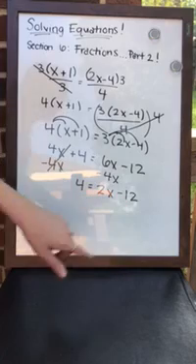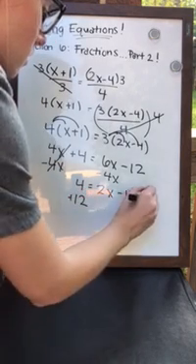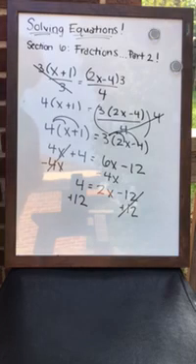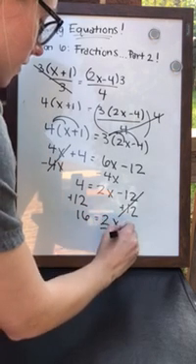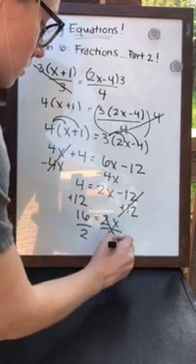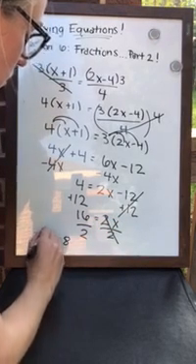Now I'm going to take this minus 12 and add it to both sides. That cancels. 4 plus 12 is going to give me 16. And then divide by 2. That cancels out so that x equals 8.